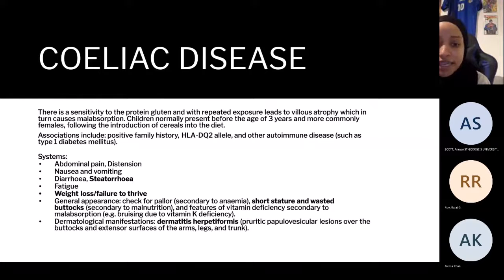It's not always seen, but sometimes it is seen in questions, you might get dermatitis herpetiformis, and this is essentially these lesions that you get all over your buttocks and extensor surfaces of your arms, legs, and trunk. It's like a dermatological manifestation of celiac disease.